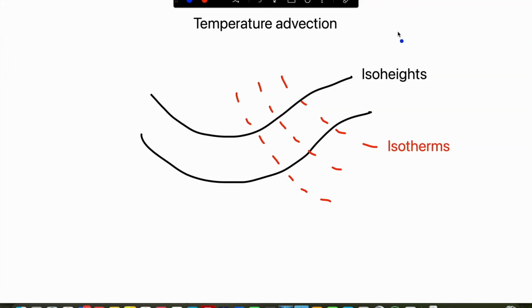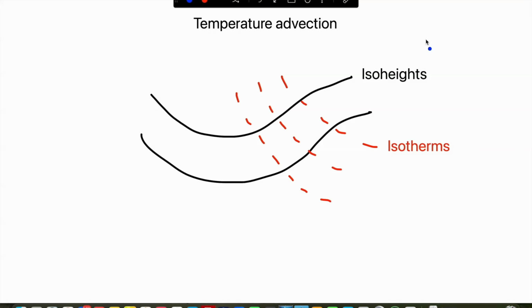Related to the low-level jet, we can also use the 850 millibar map to look for areas of low-level temperature advection. Just as a refresher, advection refers to the transport of a quantity from one region into another, so temperature advection is simply the transport of warm or cold air from one region to another.